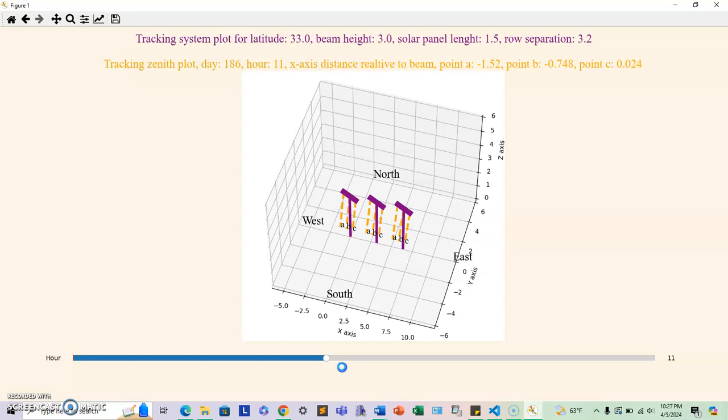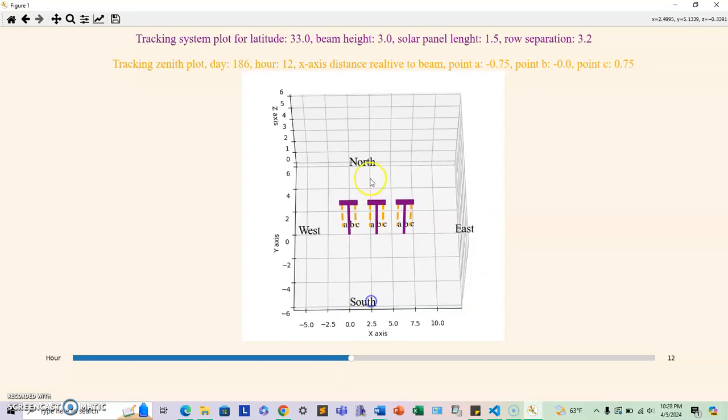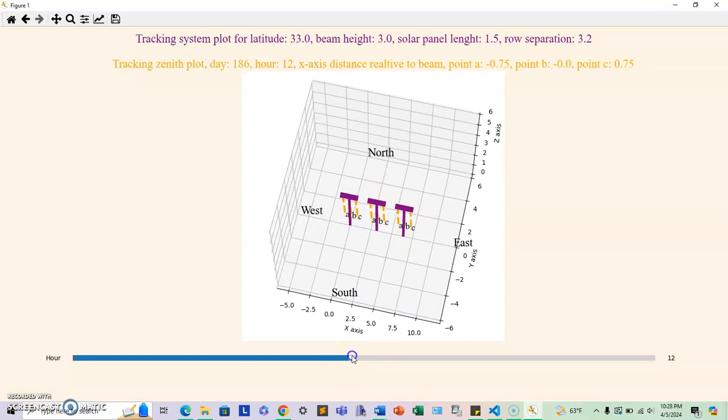For example, here at noon the sun is right above the solar panels, and as we go to 1, the sun is going to be here in the southwest. It's going to cast a shadow northeast.